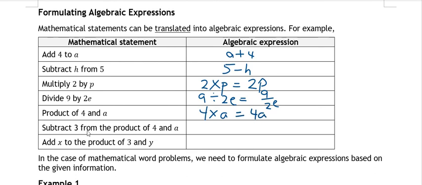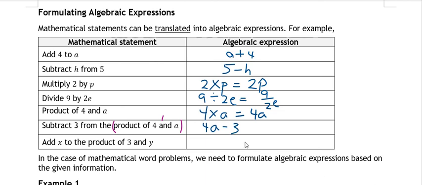And then subtract 3 from the product of 4 and A. You have to start from this one first, right? So here, this is your number 1. So next one will be subtract 3, okay? 4A, and then you subtract 3 from the product. So this is the algebraic expression for this statement. And lastly, add x to the product of 3 and y. 3 and y, when you do a product of them, it will become 3y, and then you add x. Okay, so basically that's one amongst the possible mathematical statements, right?